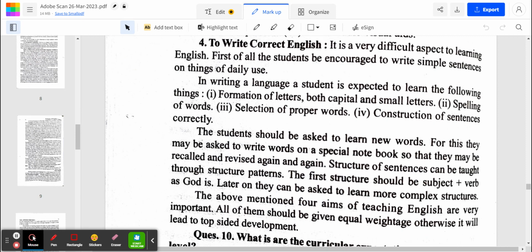Later on, they have to be asked to learn more complex structures that I mentioned from the four aims of teaching English. All four are very important. All of them should be given equal weightage, otherwise it will lead to one-sided development.